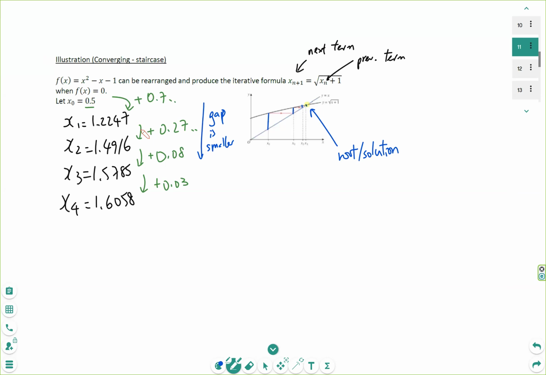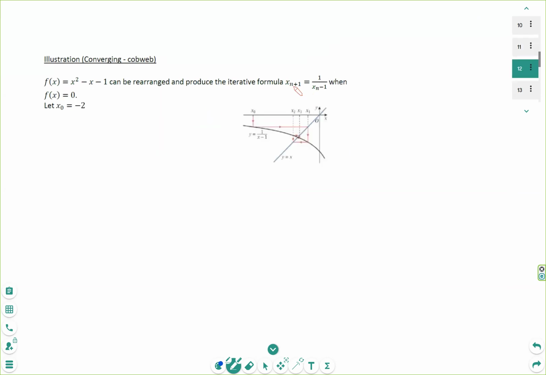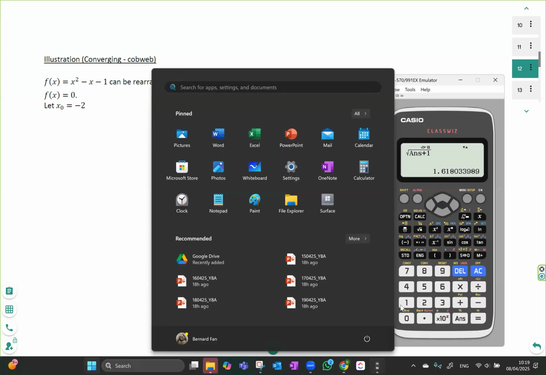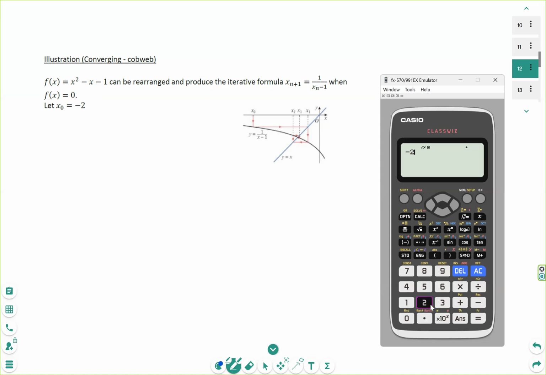Now you see it's the same f of x, same function, but we rearrange it differently. So this time, the next term, x of n plus 1 equals 1 over the previous term minus 1 when f of x equals 0. Let x0 equal minus 2. So we'll do that. But this time, the iteration formula is different. This time it's 1 over the answer minus 1.